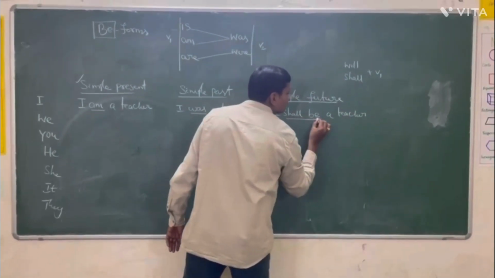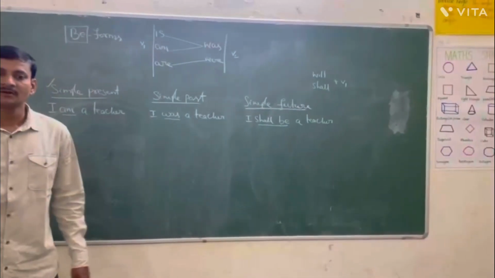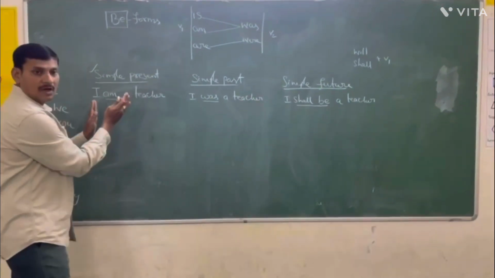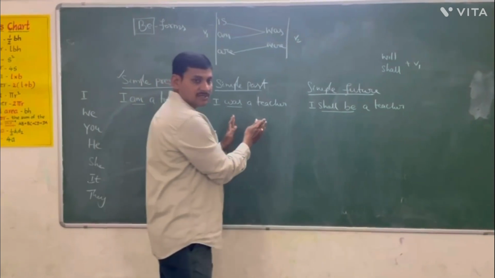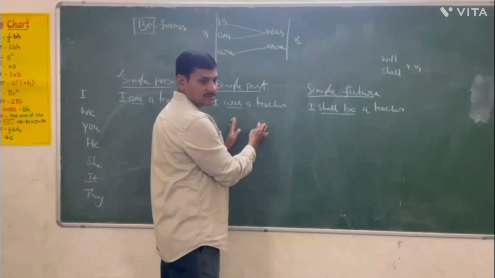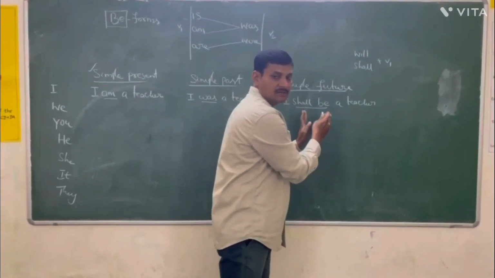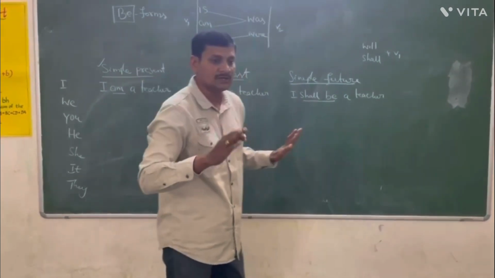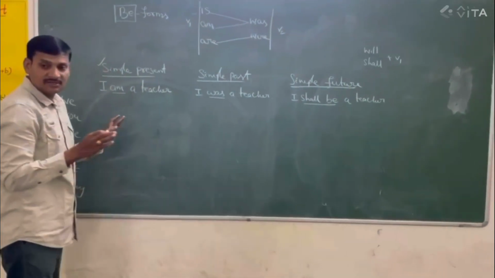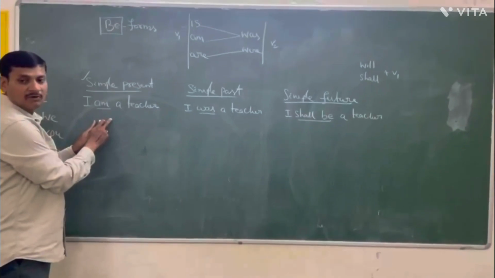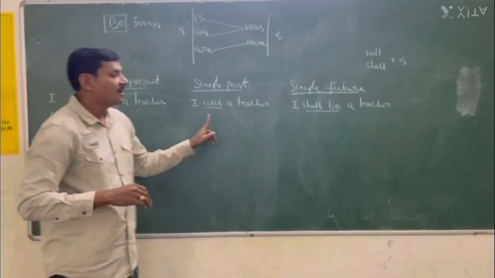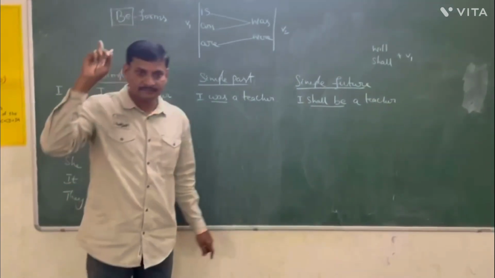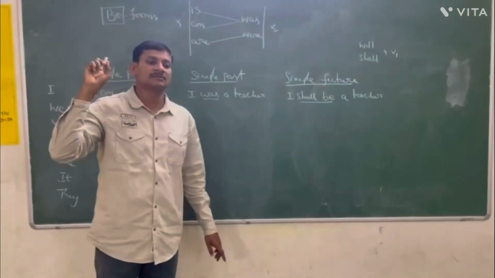This is simple future. So, I am a teacher, this is simple present. I was a teacher, this is simple past. I shall be a teacher, this is simple future. I was a teacher means once I was a teacher.